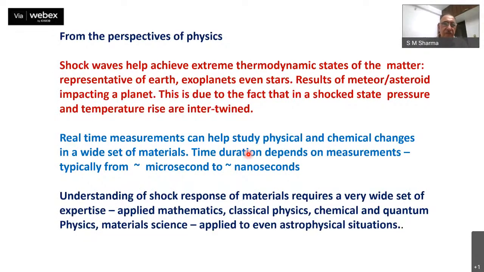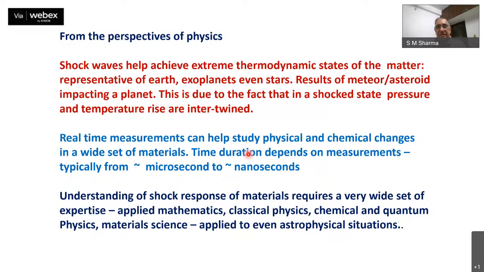From the perspective of physics, shockwaves help achieve far more extreme thermodynamic states of matter than static pressure can. The pressures or thermodynamic conditions one can reach with the help of shock waves could be representative of Earth, exoplanets, even stars for that matter. We'll see shortly the kind of conditions that one can reach under shock compression.